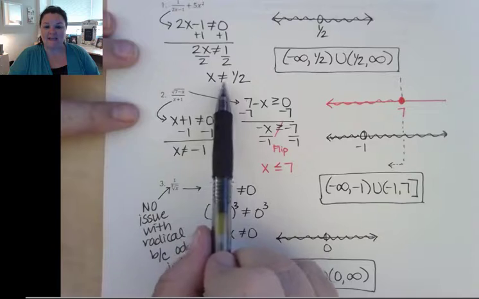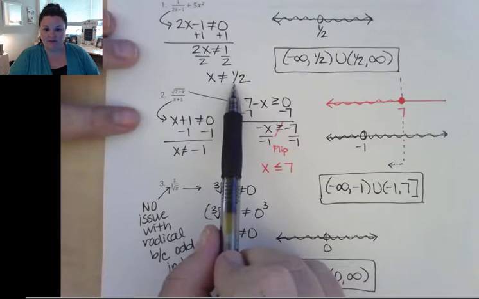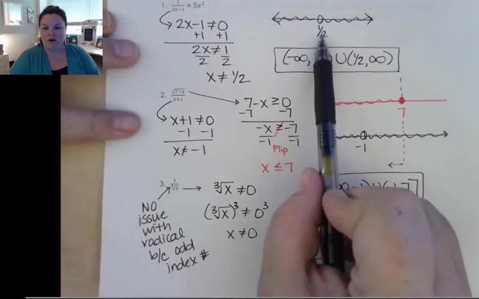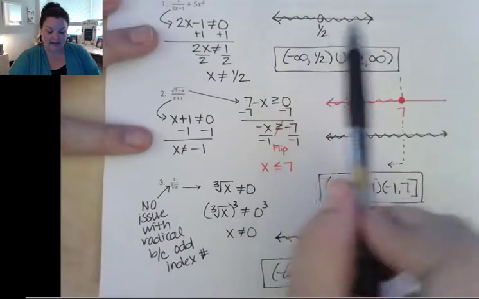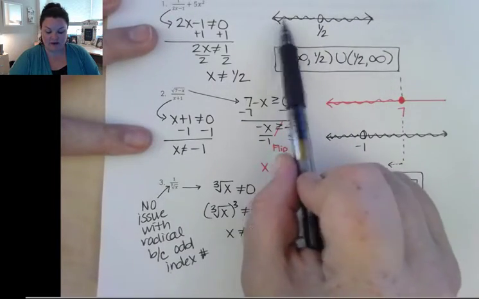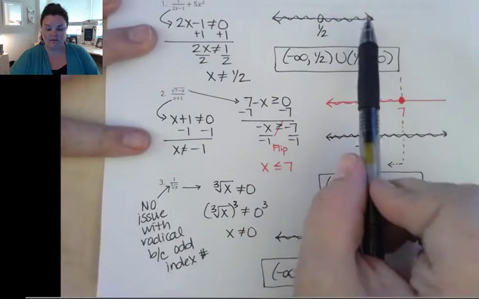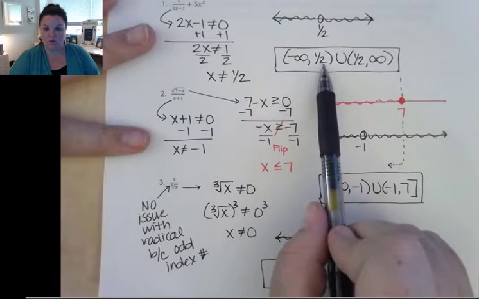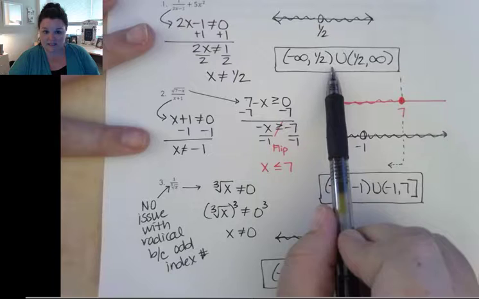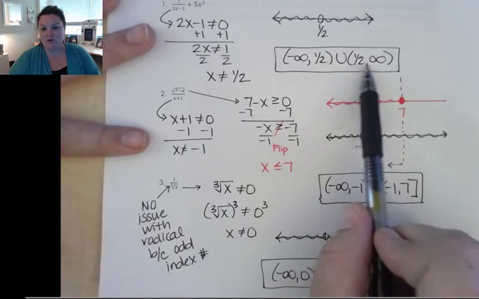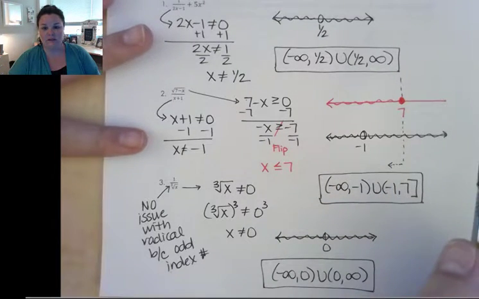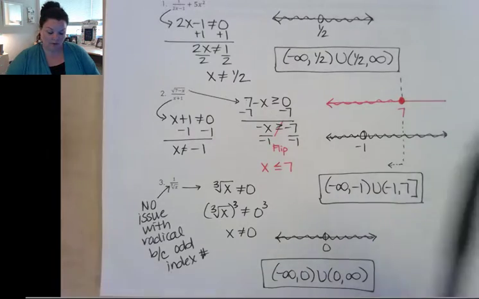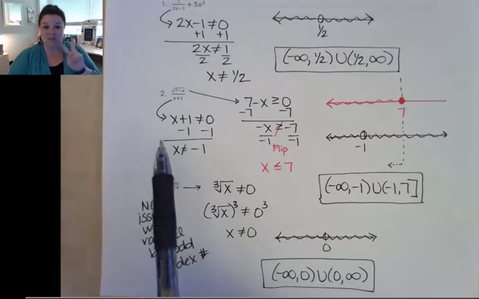That means that x cannot be 1/2. So we put 1/2 on our graph, if that helps you, and it could be anything to the left of 1/2 or anything to the right of 1/2. So in interval notation, our domain would be from negative infinity up to 1/2, taken out with parentheses, and then anything greater than 1/2, also with parentheses.